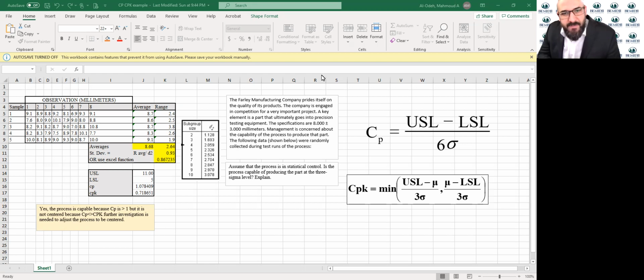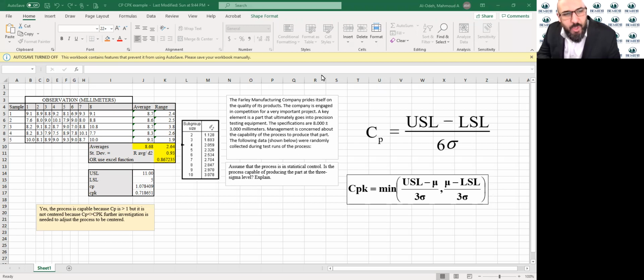For this example, we have a manufacturing company that prides itself on the quality of its products. The company is engaged in competition for a very important project. A key element is a part that ultimately goes into precision testing equipment. The specification is 8 plus or minus 3 millimeters. Management is concerned about the capability of the process to produce that part.